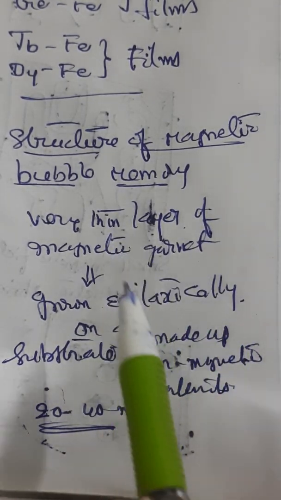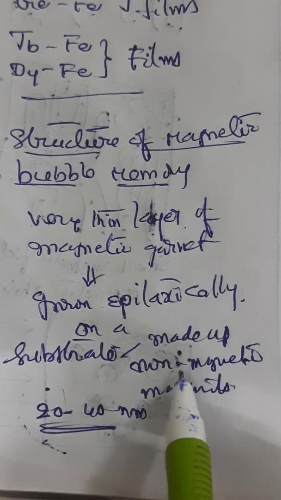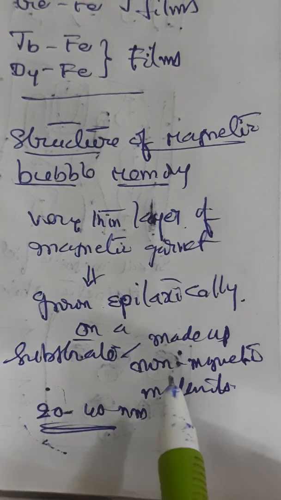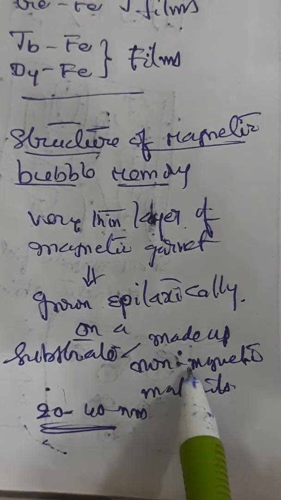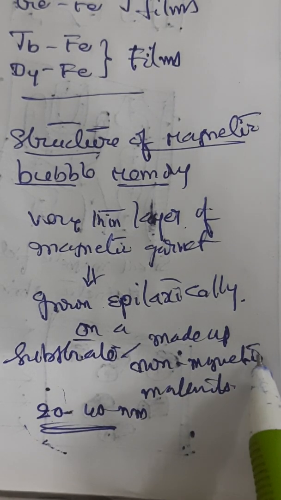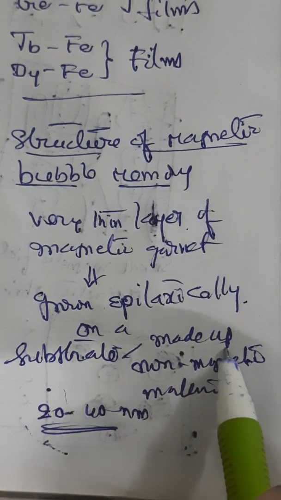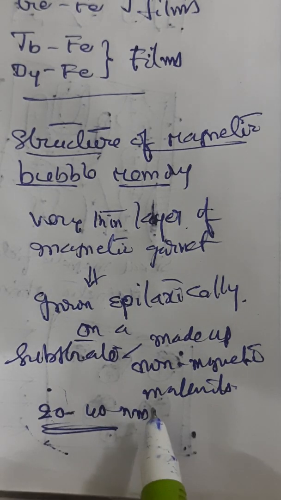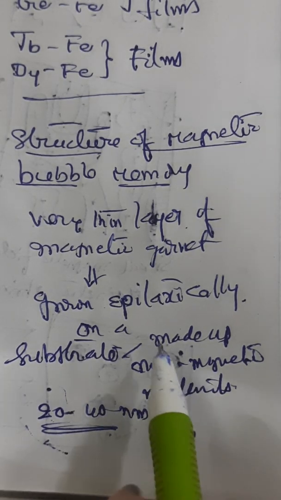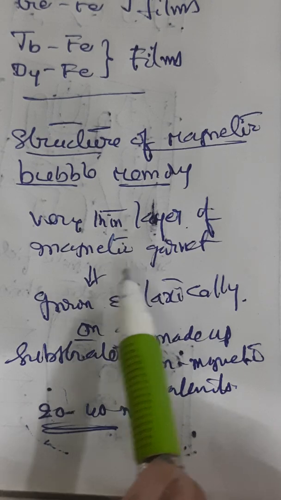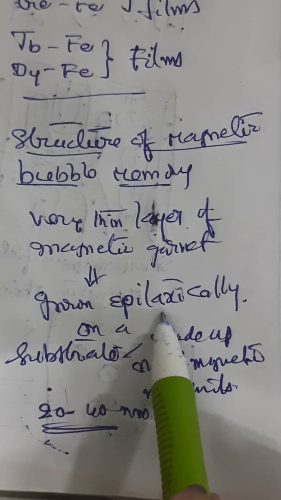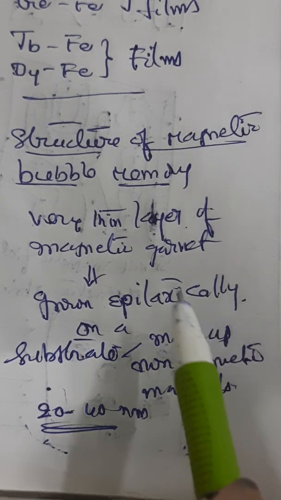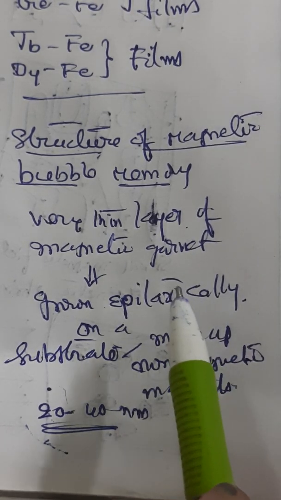It basically consists of a substrate which is made up of a non-magnetic material. So we will take a substrate such as gadolinium gallium garnet or any such material of non-magnetic nature in the diameter range of 20 to 40 nanometers. And on that we will allow a thin layer of magnetic garnet to grow epitaxially. And we use a permanent magnet to produce the required magnetic field.